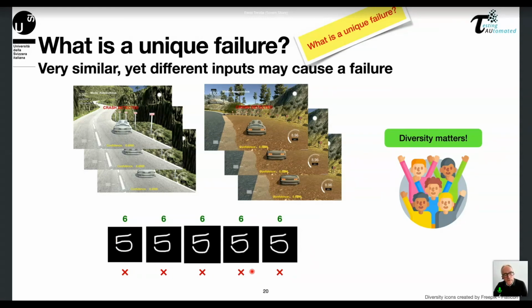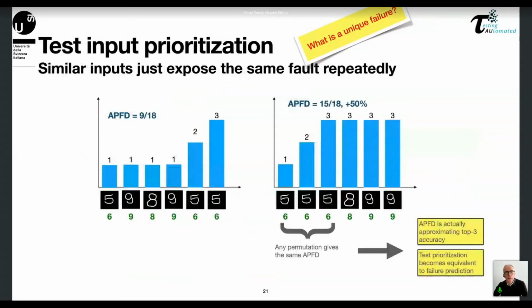Similarly, at the bottom, we have 5 fives that expose a failure, but they look all very, very similar. So the underlying problem is probably the same. So to summarize, when we talk about failures, diversity matters. And this is very important if we do test input prioritization.